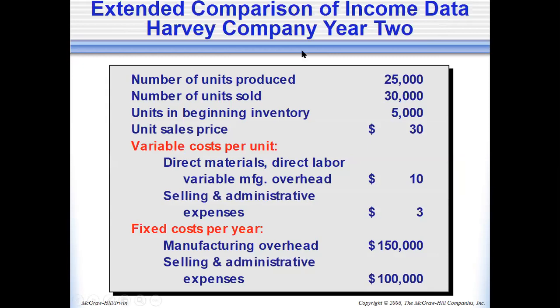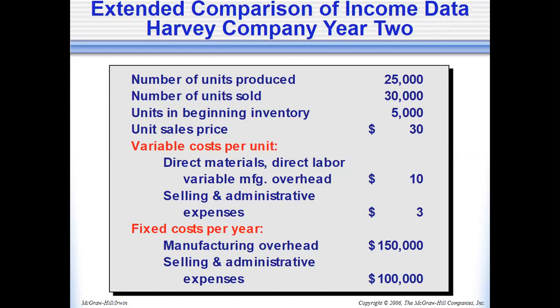We have income data for Harvey Company in year 2. Still produced 25,000, but the units sold is 30,000. By this one, we would expect that the variable costing would be higher. But because there are 5,000 units in the beginning, remember, units in the beginning plus the units produced equals a total of 30,000, and the number of units sold is 30,000. So it appears that we don't have ending inventory.